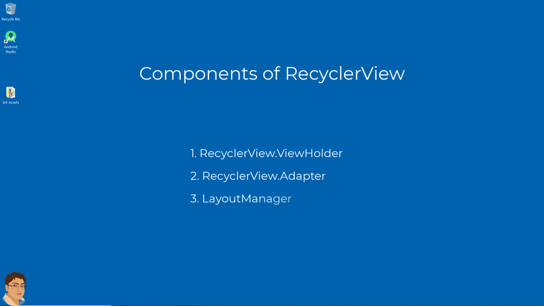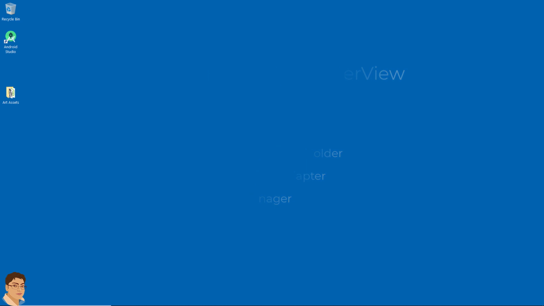RecyclerView fills itself with views provided by a layout manager that you provide. A layout manager positions item views inside the RecyclerView. LinearLayoutManager and GridLayoutManager are two built-in layout managers that you can use, or you can implement your own custom layout manager by extending the RecyclerView.LayoutManager class.